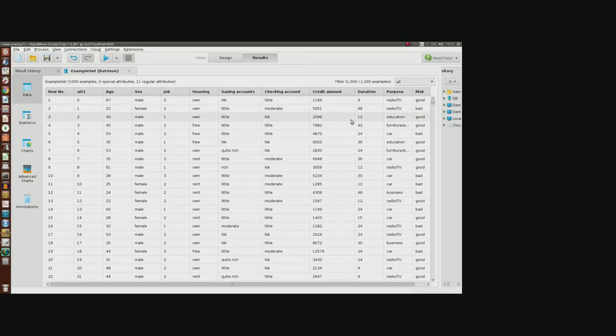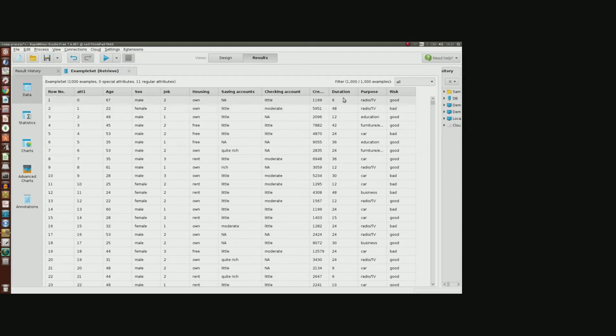Then there's the amount of credit that they have. I think this is in euros. And then there's the duration. This is in months for how long they've had that credit. Here's the purpose that they're applying for. And then at the end, whether they were rated as good credit, a good person to offer credit to, or not.